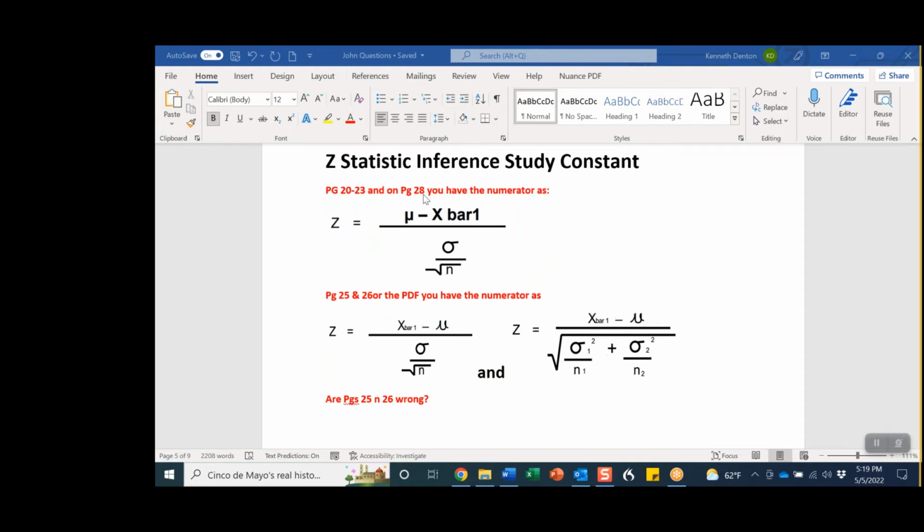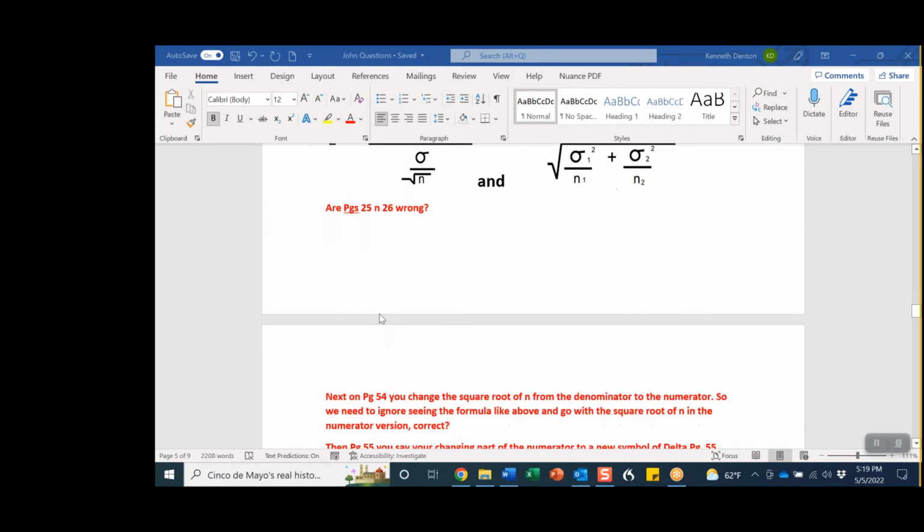Okay. On pages 20 through 23 and on page 28, you have the formula as this first one where you've got mu minus x bar. But then on the other pages, you have the numerators transposed. And the same thing in the t statistic, all of the formulas are transposed this way versus the first one. So, I see. It doesn't really matter, or let me ask you this. Does it not matter because you always put the high number first anyway? Yeah, that was my goal. Okay. All right. So that answers that question then.